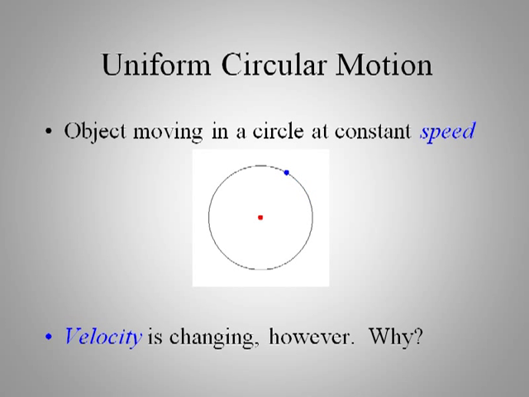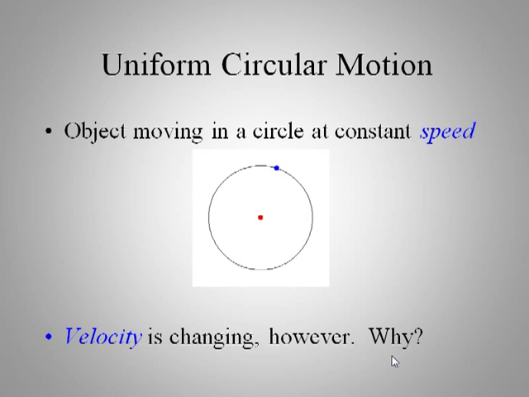Okay, so let's talk about objects moving in a circle. This could be a planet moving around a star. It could be you twirling something on the end of a string over your head or in front of you. But we're going to say the object is moving around the perimeter of the circle at constant speed. The velocity, however, is changing. Why is that? I'll let you think about that a moment.